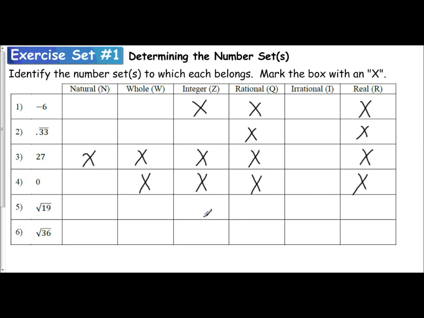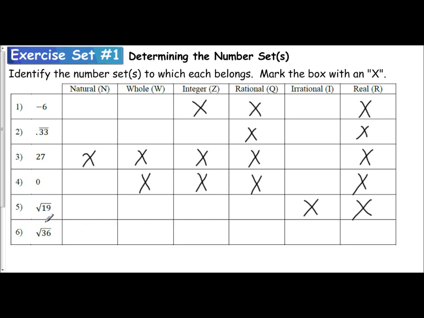And then we have the square root of 19, which if you were to look at the square root of 19, it's going to be 4.358... This is a non-repeating, non-terminating decimal, which means it's only irrational and real. If it's irrational, it can't be any of the other ones.